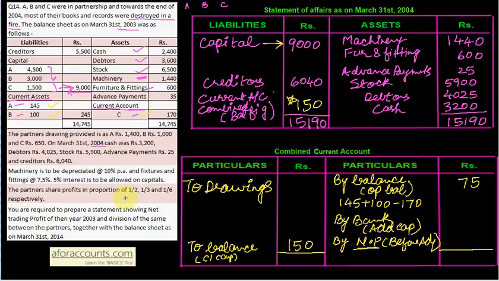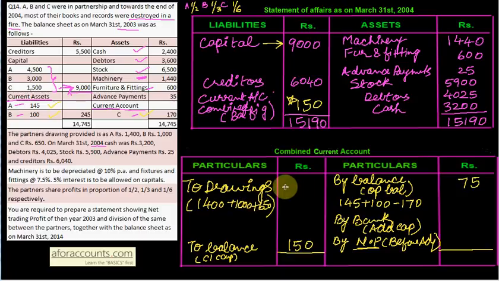Partners' share. Okay, now the share of profit is given: 1/2, 1/3 and 1/6. So A, B and C's profit sharing ratio is 1/2, 1/3 and 1/6 respectively. This ratio will be used in the net profit distribution. You are required to prepare a statement showing net trading profit for 2003 and division of the same between partners, together with the balance sheet as on 31st March 2004. Okay, so where is the drawing? The partners' drawings provided are A 1,400, B 1,000 and C 650. So drawing is 1,400 plus 1,000 plus 650.